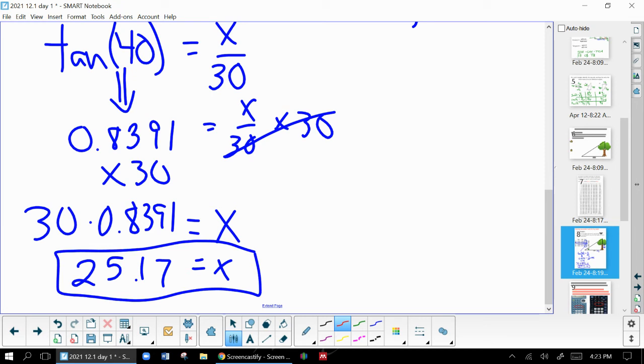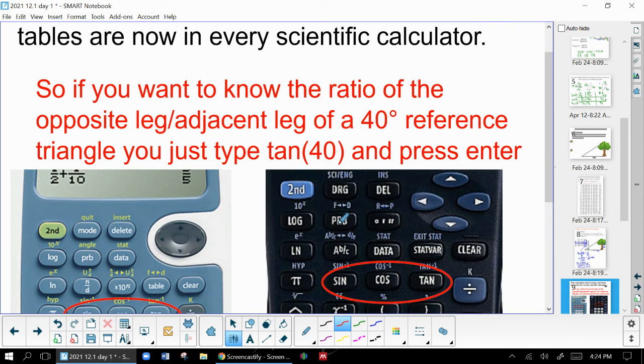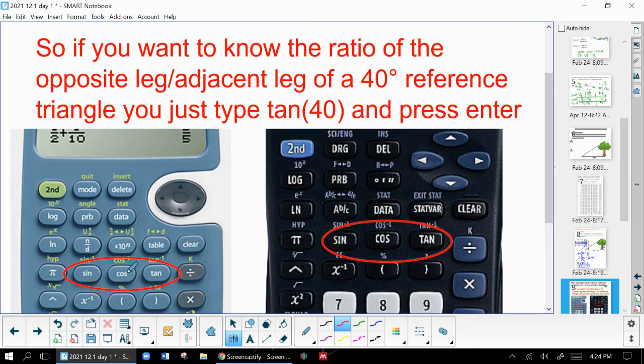Now, the last step in this whole deal is calculators were invented. No matter what calculator you're using, whether it's these scientific calculators or Desmos, please do not use your iPhone calculator for this. It is different. It works differently, and you're going to get into trouble when you try to take the test without your iPhone calculator. So these calculators have sine, cosine, and tangent right there and right there. On the Desmos calculator, they're just right on your screen.